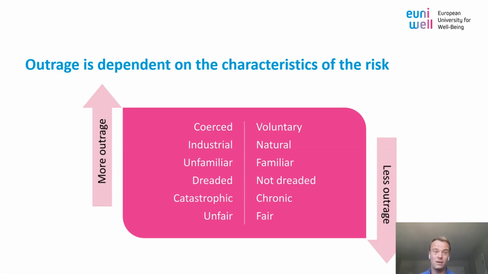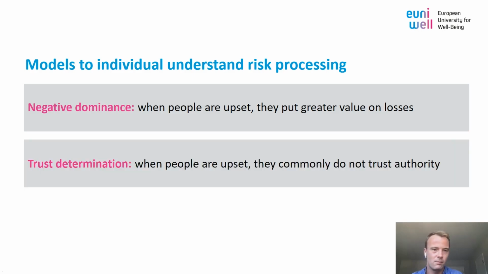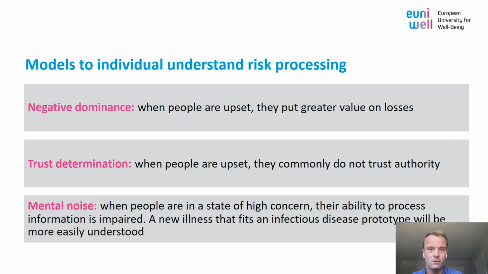It's just, if you calculate the actual risk that you're exposed to with a plane ride, it's still going to be much lower than what you're exposed to during a car ride. So these are factors to take into consideration as we're thinking about how we talk about risk. And there are a couple of other thoughts here and a couple of other mental models that can help us understand how people perceive and process risks. One is around negative dominance. We know that when people are upset, they put greater value on losses, right? Not surprising. People will be focusing on the negative aspects.